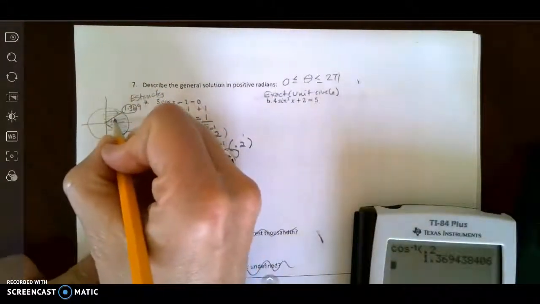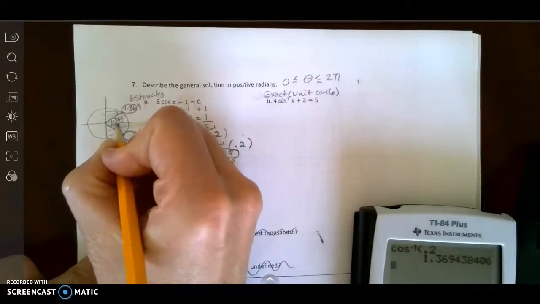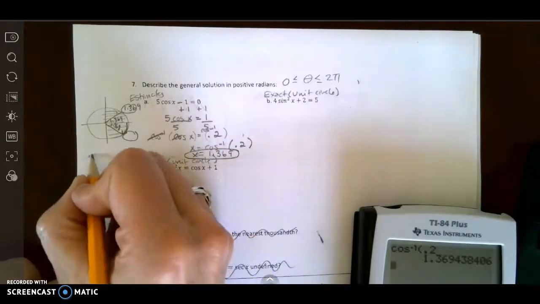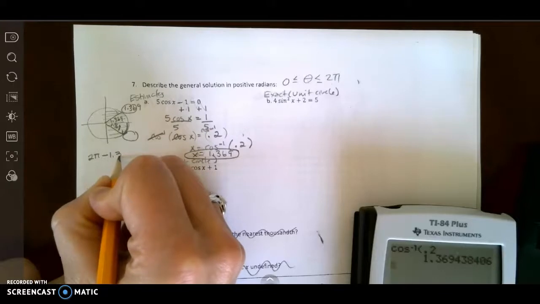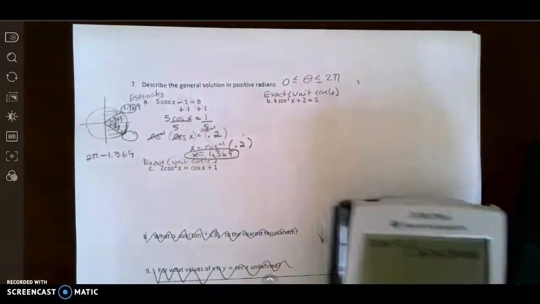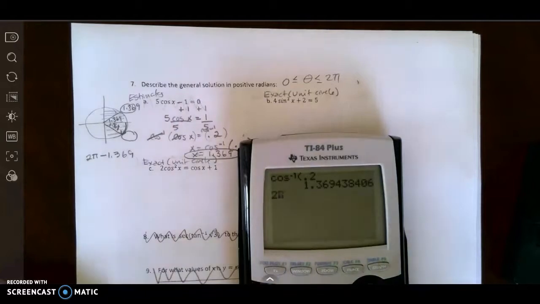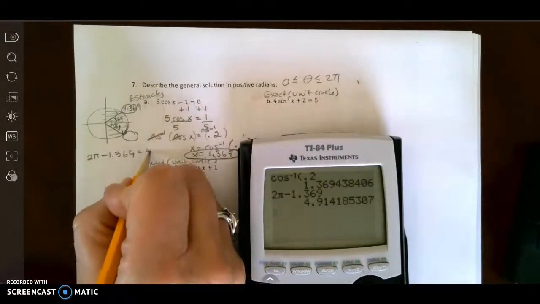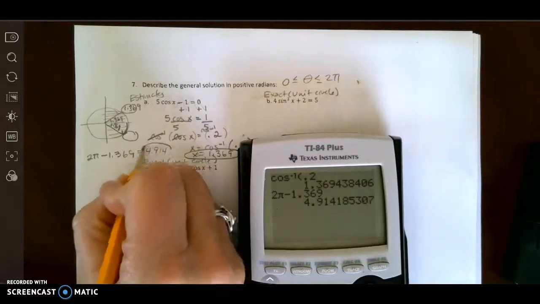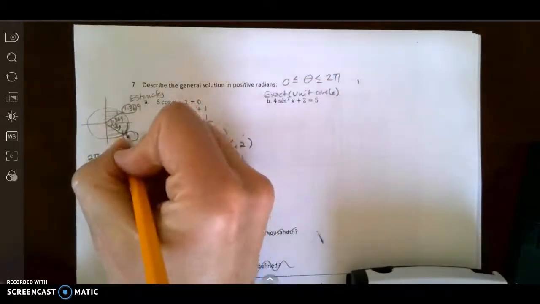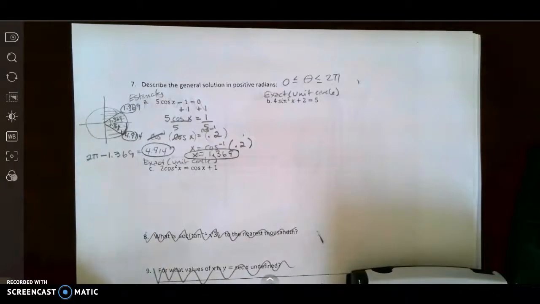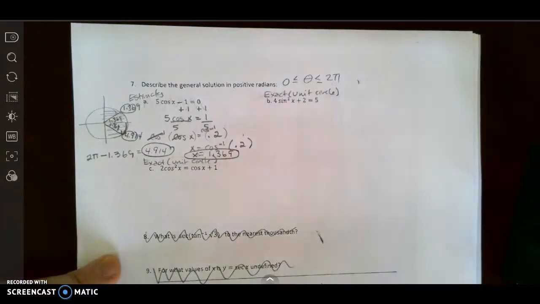And because this angle is 1.369, to get to my quadrant 4 answer, I'm going to take 2 pi minus the 1.369. So 2 pi minus 1.369, and I get 4.914. So those are my two answers. All right, let's go to letter B.